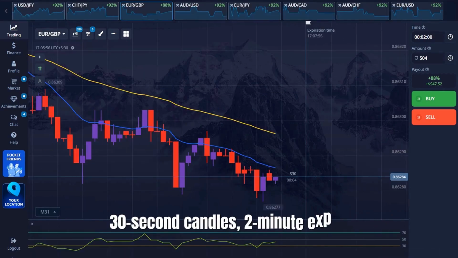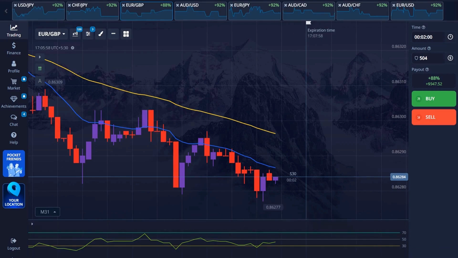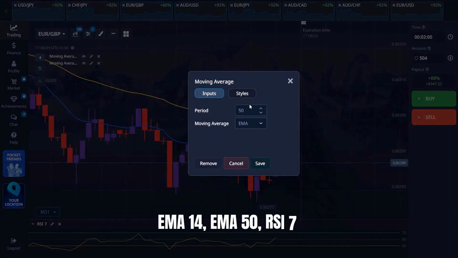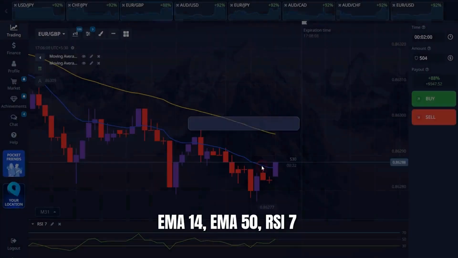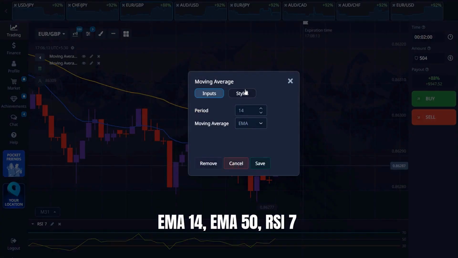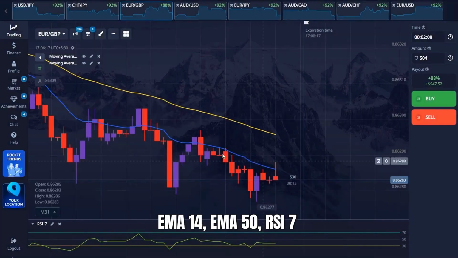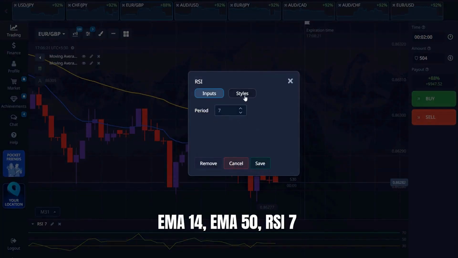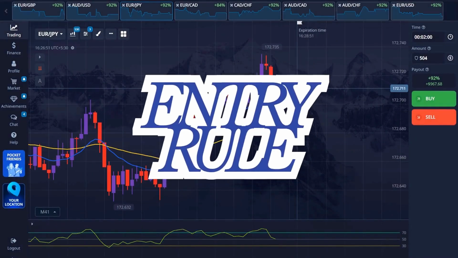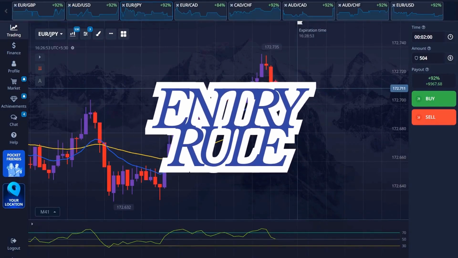All right, let's set it up. 30-second candles, 2-minute expiry. Add EMA-50 for trend and EMA-14 for the pullback. Add RSI-7 with 70 and 30 levels. We'll use 50 as our quick momentum line. Ready? Let's jump into the entry rules and then go live.